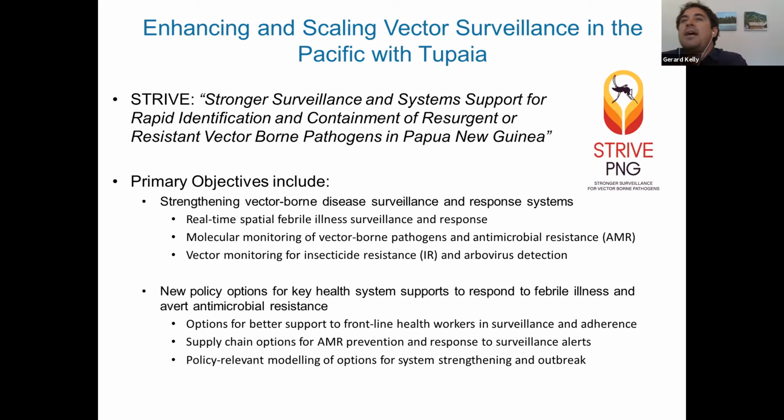So Strive is a project that we're working on, and this is a project based in the Pacific, which I'm probably not the best person to discuss. Aaron's probably the best person to chat more about this if we want to later. But effectively, Strive is a project for stronger surveillance and system support for rapid identification and containment of resurgent or resistant vector-borne pathogens in PNG. And so effectively, we're building a good surveillance response system to rapidly identify when disease occurs and use that to guide response to contain this disease.